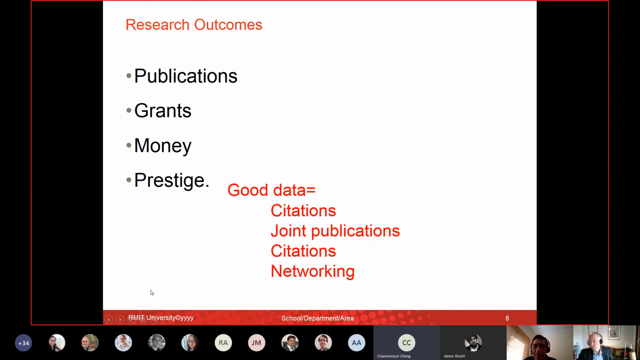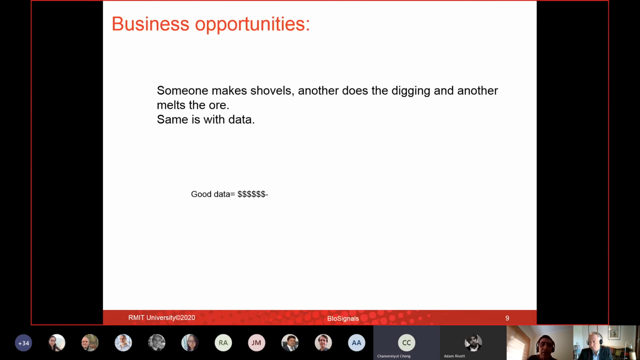Right. But in all of these things, we as researchers, what are we looking for? We're looking for publications, grants, money, and prestige. If we have good data, and we put the data across rather than hang on to it and want to do everything ourselves, it can lead to joint publications, citations, and networking. Most important, perhaps, we can actually make a social impact, and the research does not need to be repeated. So if we want high research outcomes, we need to have the data available and managed.